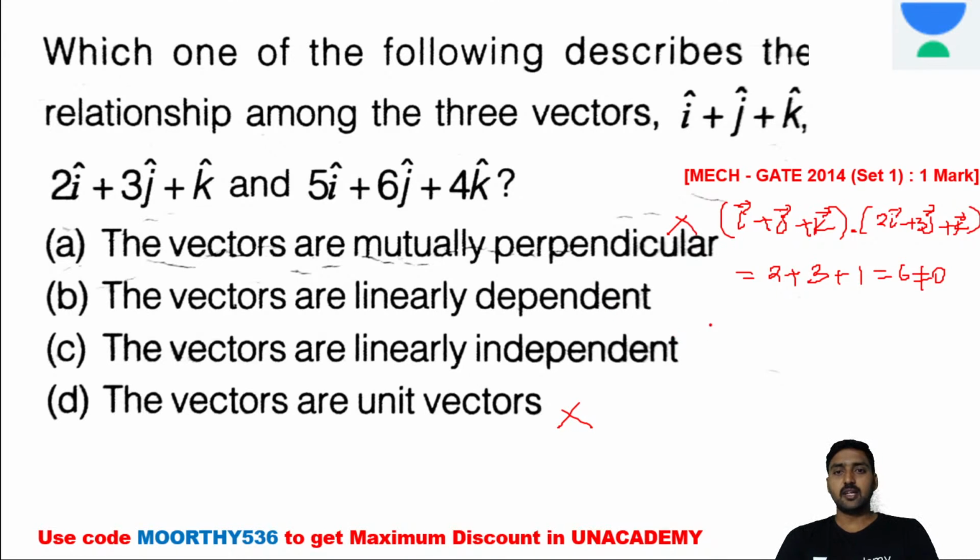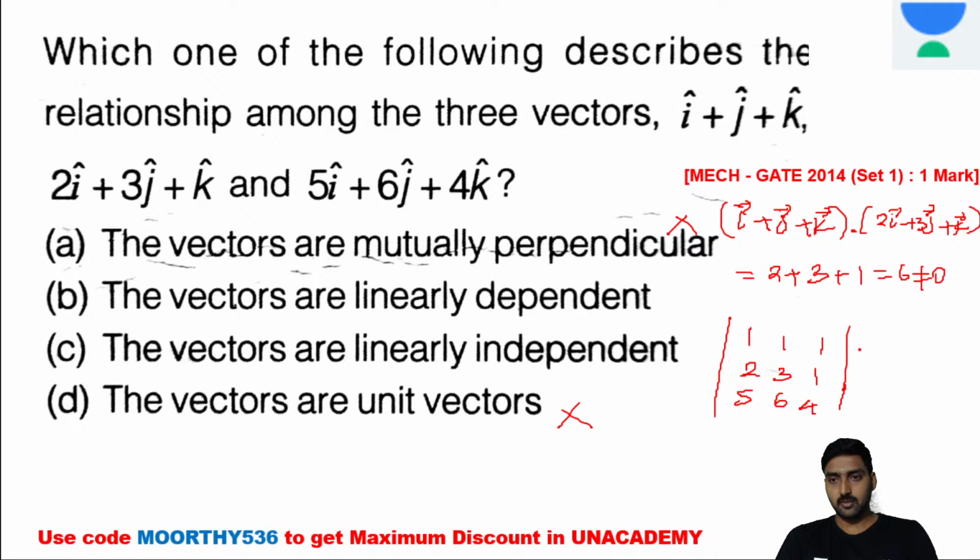And if you take the modulus of all the coefficients, if it is 0, the vectors are linearly dependent, or else they are not linearly dependent. 1, 1, 1, 2, 3, 1, 5, 6, 4. Right? It's a determinant we need to compute. And what about the determinant?